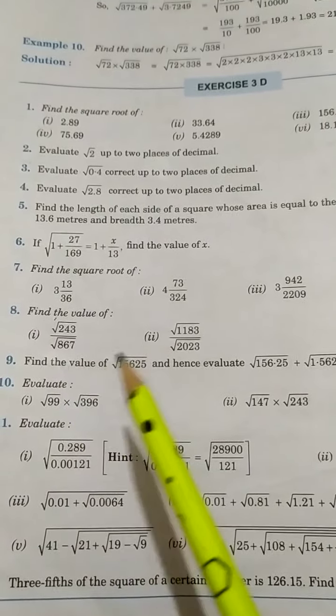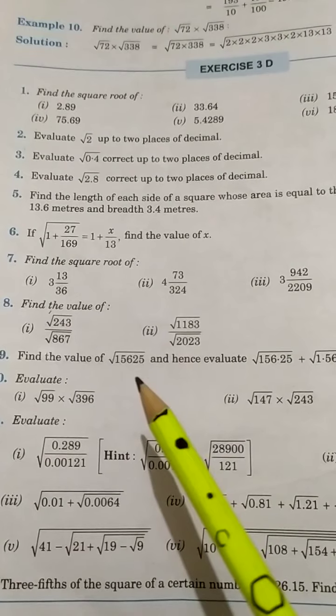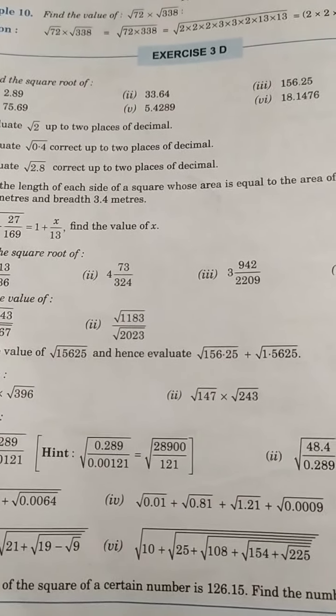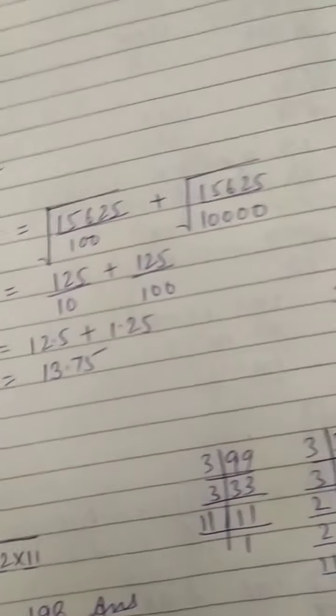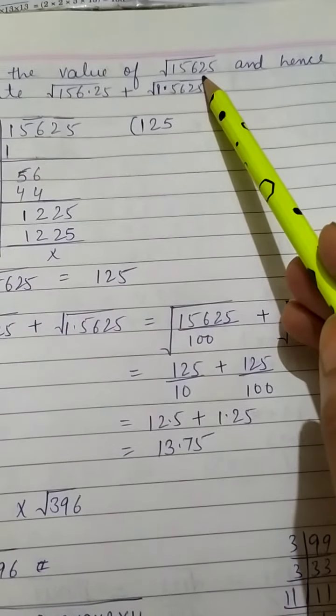Now see the ninth question. Find the value of under root 15,625 and hence evaluate this. Okay, so now let's see, children. We have to find out the value of this.